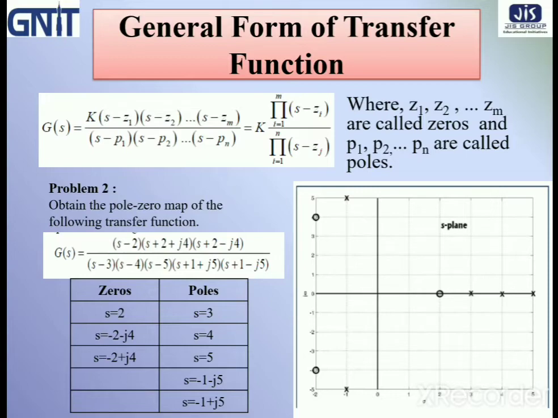G(s) is equal to (s minus 2)(s plus 2 plus j4)(s plus 2 minus j4) divided by (s minus 3)(s minus 4)(s minus 5)(s plus 1 plus j5)(s plus 1 minus j5). Now from these equations, we have to calculate the location of poles and zeros.